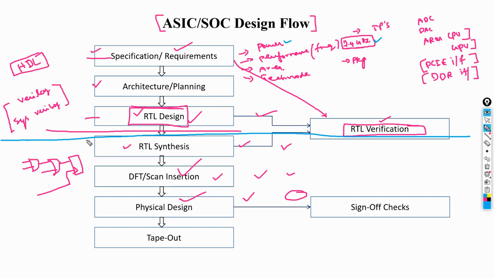That code can be implemented in say 7 nanometer, or 5 nanometer, or even 3 nanometer, etc. Now, RTL synthesis is the place where, for the first time, you are getting into the technology.